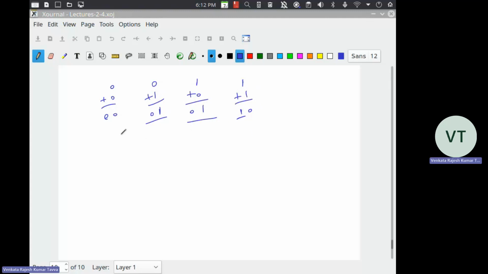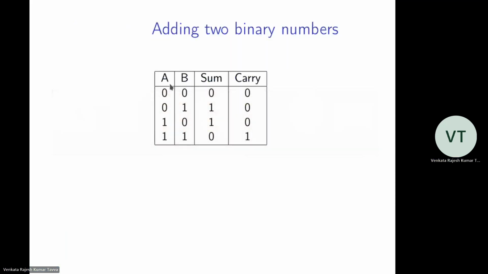Okay, so in all these cases, there will be two outputs. This is called the sum bit, this is called the carry bit. Only in this case, the carry bit is 1. In all other cases, carry bit is 0. Okay, so same thing, 0 plus 0, sum is 0, carry is 0. 0 plus 1, sum is 1, carry is 0. 1 plus 0, sum is 1, carry is 0. 1 plus 1, sum is 0, carry is 1.